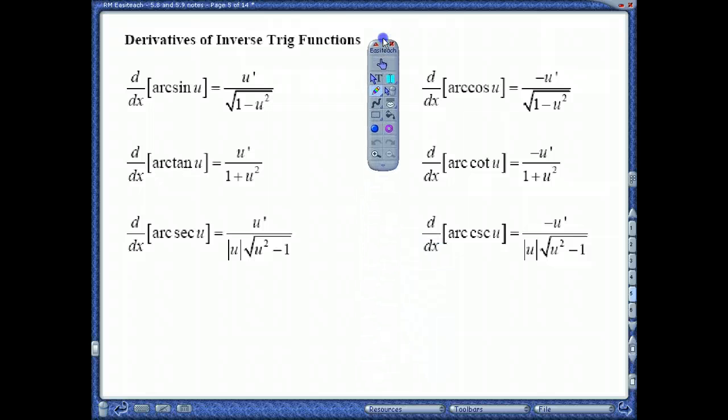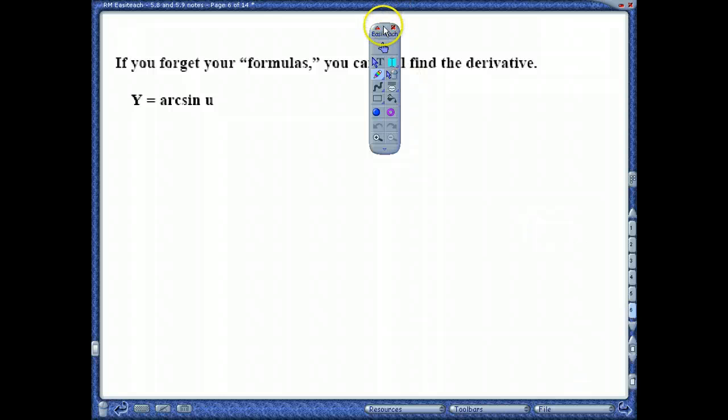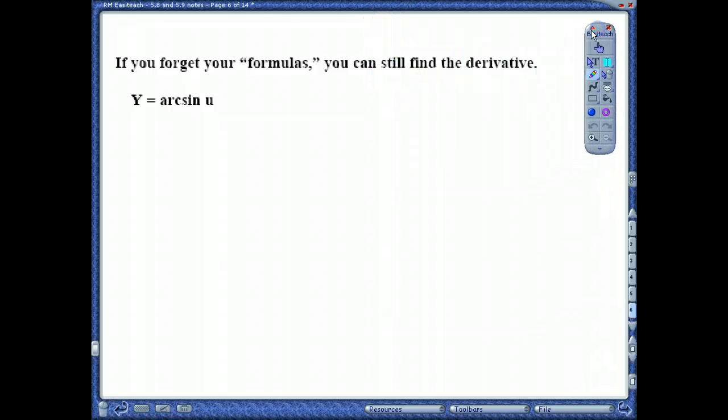So for the rest of the video here, we're going to find the derivative of inverse trig functions. And here are my little formulas right here. I have them all copied down, and they're provided for you in your notes. So we're going to go right to what happens if I forget one of the formulas. Well, if I forget one of the formulas, we're going to do that very much like we did that last example. We've got y equals arcsine of u, so we're going to sine both sides.